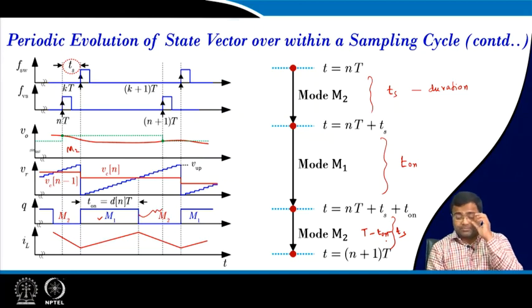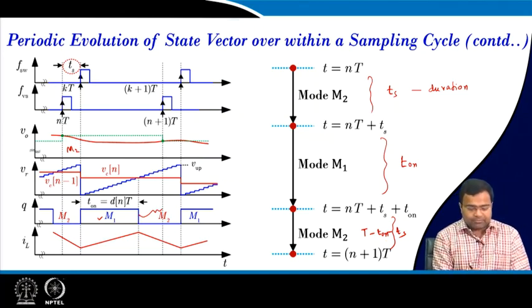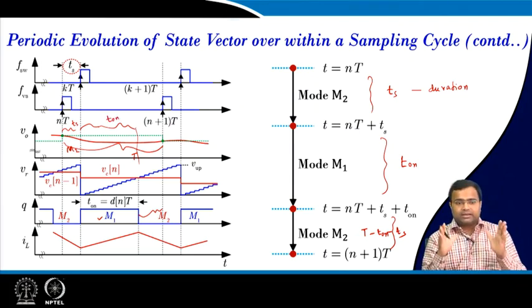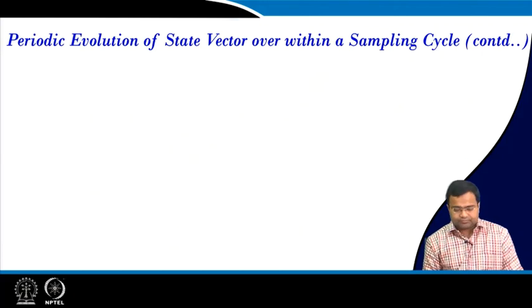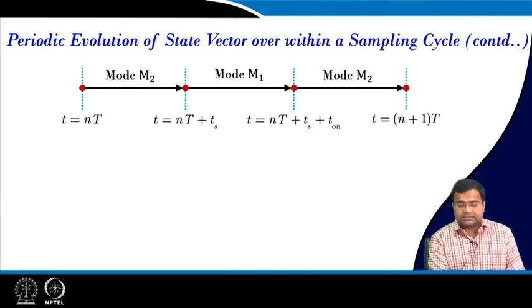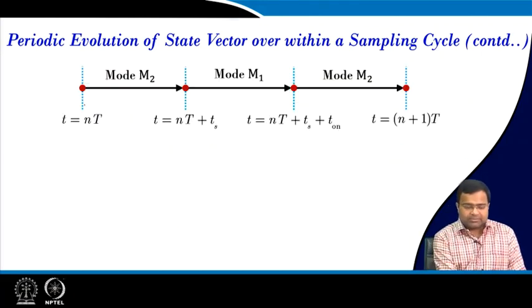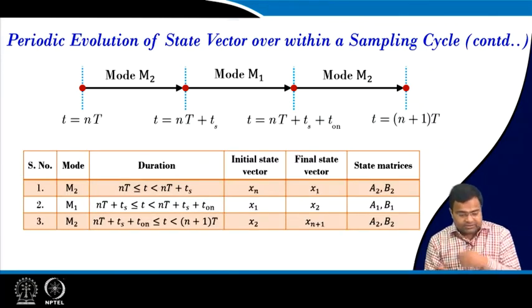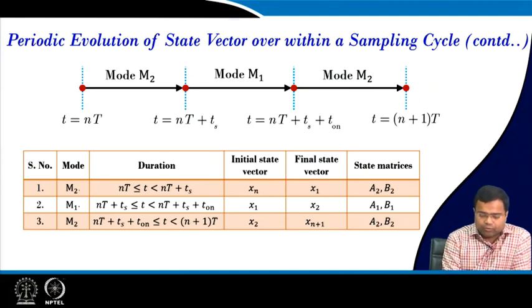If you just subtract, from this point to this point is our total time T. This point is Ts and this point is T1. So, naturally the rest of the duration will be T minus T1 minus Ts. Okay. So, this is the mode diagram, that means how the state propagates. The sequence is first M2, then M1, then M2.